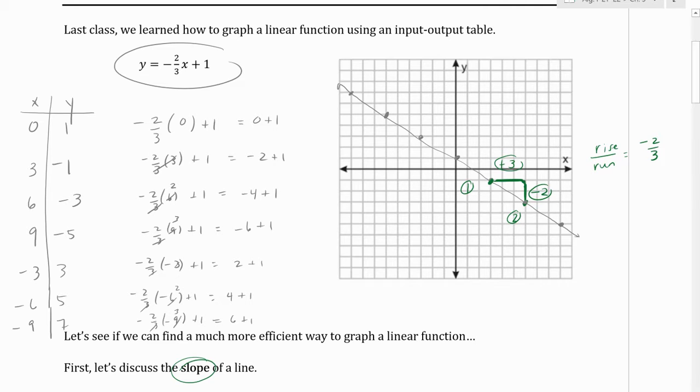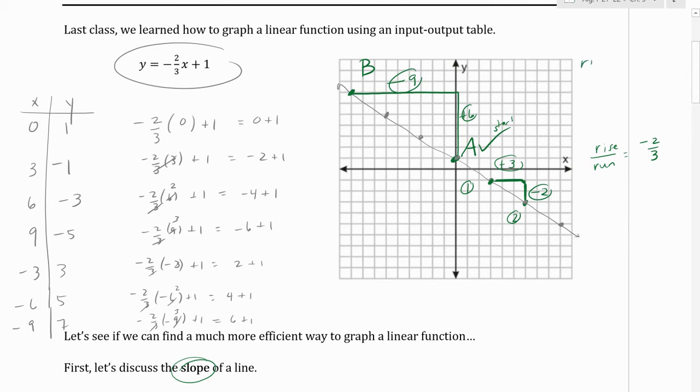I can pick any 2 points. Let's say I'm picking A to B. And I want to know how I get from A to B, counting rise and run. Start here. To get from A to B, going up and down, I go up 1, 2, 3, 4, 5, 6 that way. And then I go backwards to the left: 1, 2, 3, 4, 5, 6, 7, 8, 9. So I back up 9.